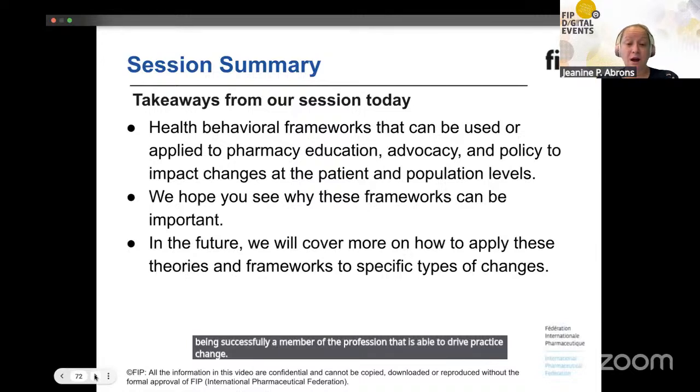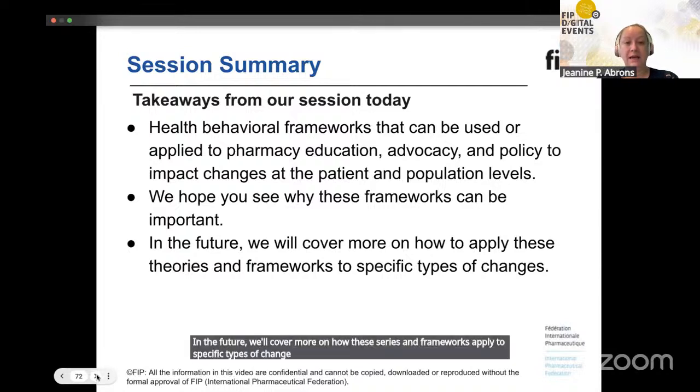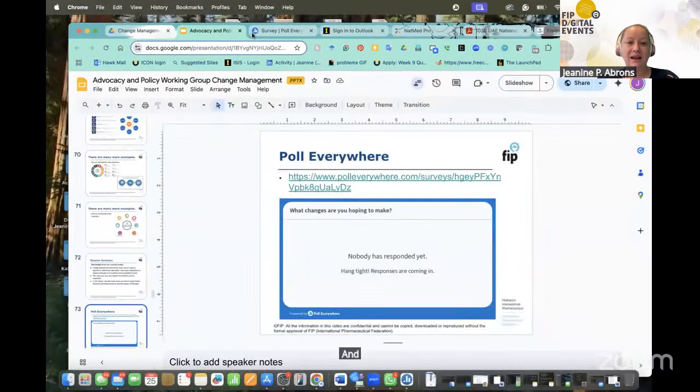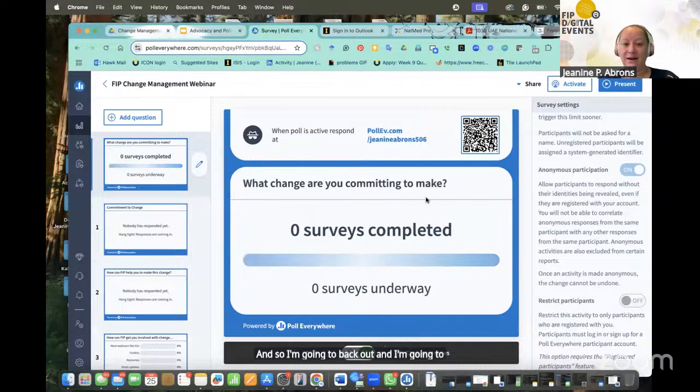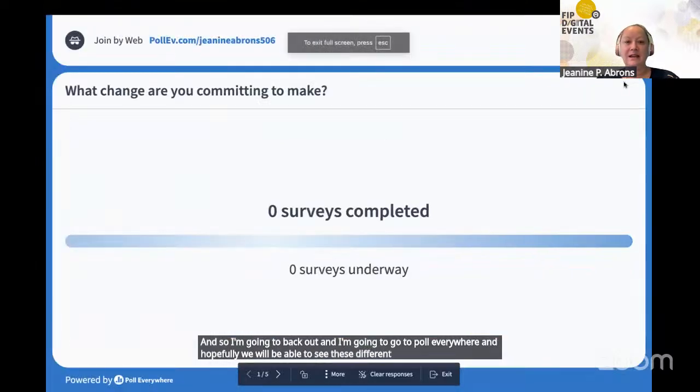In the future, we'll cover more on how these theories and frameworks apply to specific types of change. Again, giving you examples of different areas in the profession where the models have been successfully used to explain the different factors that are impacting the situation. And so I'm going to back out and go to Poll Everywhere, and hopefully we will be able to see these different responses.